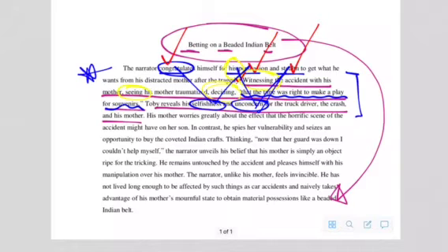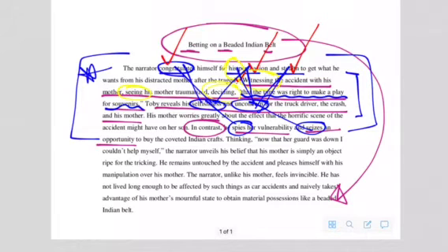All right, so we'll just keep going. His mother worries greatly about the effect that the horrific scene of the accident might have on her son. But in contrast, so you have a nice transitional expression. So you want to use those transitional expressions. He spies her vulnerability and he seizes the opportunity. So fantastic words, right? They all relate to the same ideas that were presented in the topic sentence. This author is clearly choosing the right word, not just the first word that comes to mind. And everything so far has a connection.